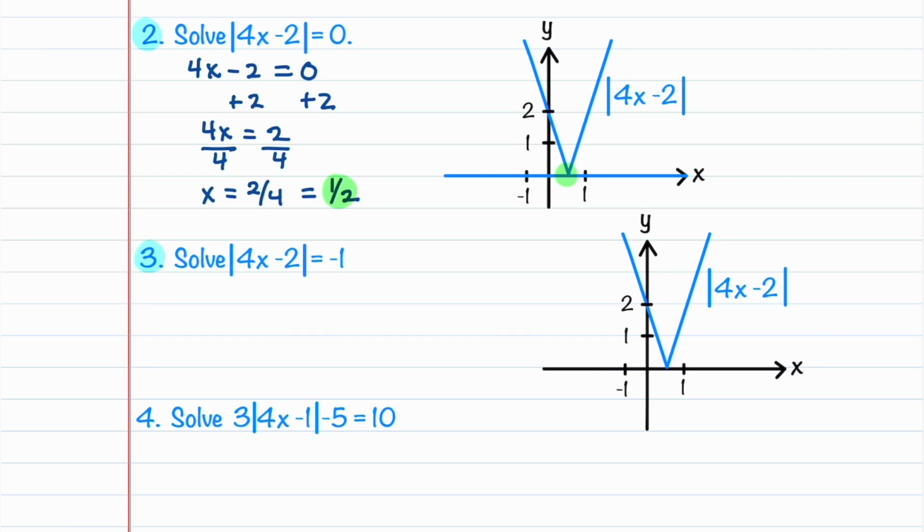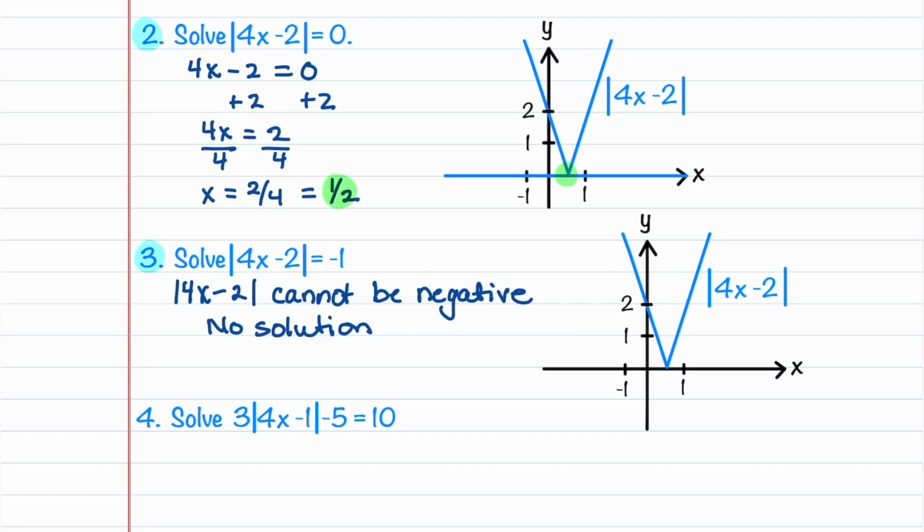Let's now look at our third one. This is going to be an example where we're actually going to have no solution. Notice with this one that it says that the absolute value is equal to negative 1. The absolute value of 4x minus 2 cannot be negative, because an absolute value is always greater than or equal to 0. So we say that we're going to have no solution.